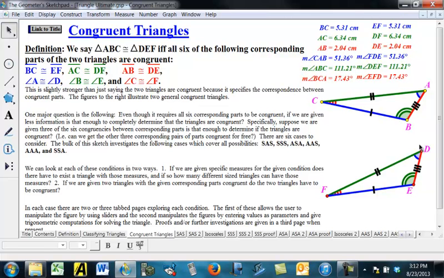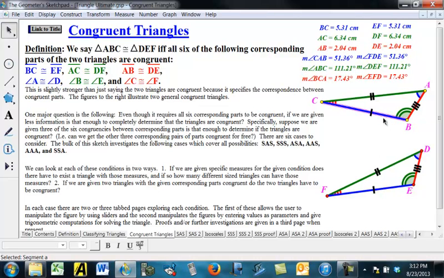So there's 6 possible cases. We can know a side is congruent and an angle and a side. Like we can know the blue sides, the green angles, and the red sides. We might know that is congruent. If they are, is that enough to say that the rest of the triangle has to be congruent?